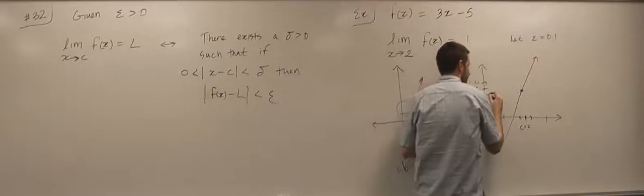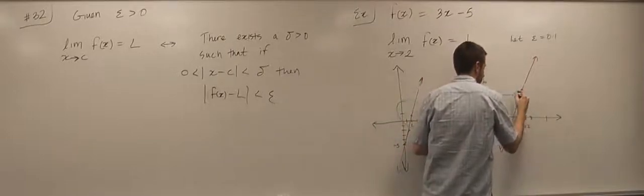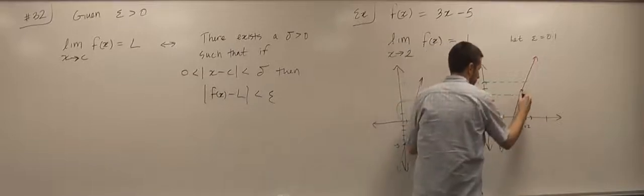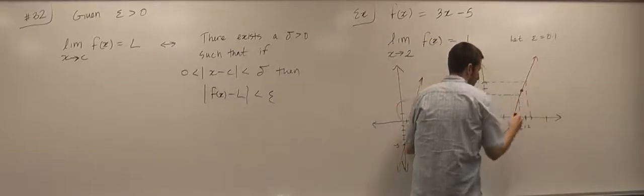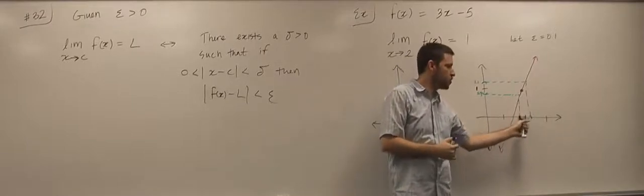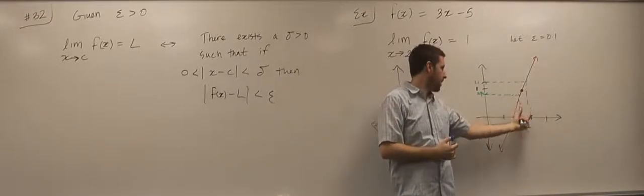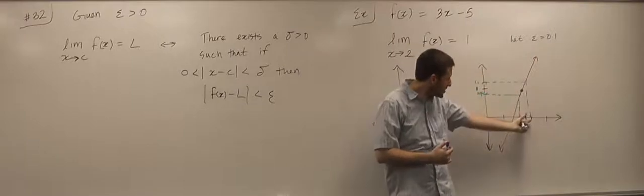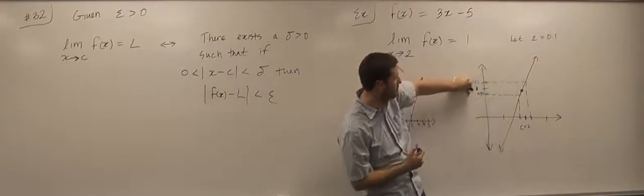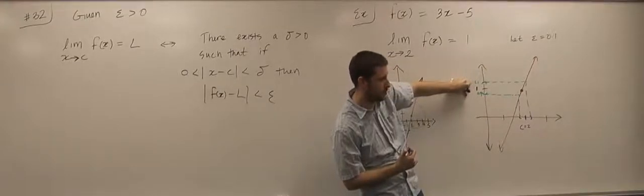What I'm saying is I can find corresponding x values down here, so that as long as my domain is between those two x values, my y values will be between these two y values.